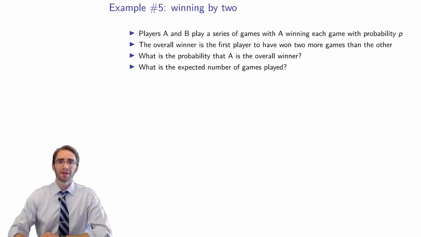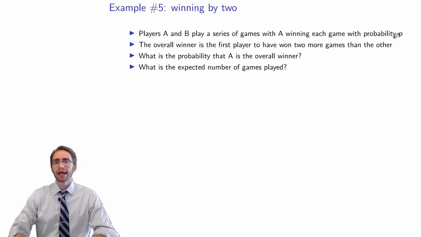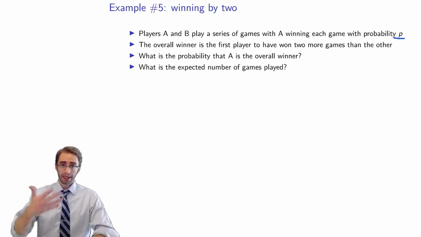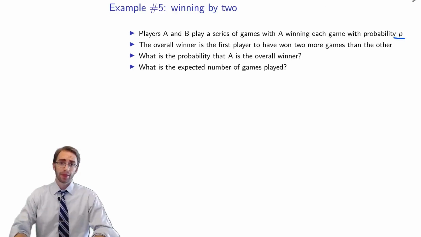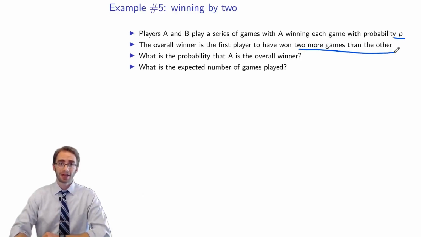Here's an example that comes up a lot when you are playing games like table tennis. You've got two players, A and B, that are playing a game, and A has a likelihood of P of winning any particular round. They continue playing until one of the players has won by 2. So you keep going until one player is ahead of the other by 2 games. And so the question we're asking: what is the probability that A is the overall winner? And then what is the expected number of games that are played in total?